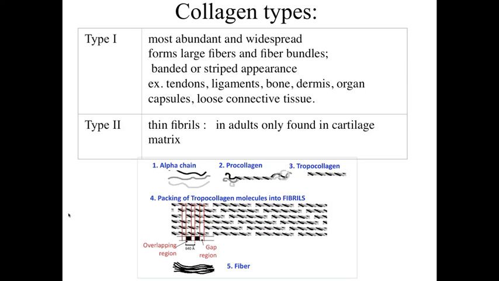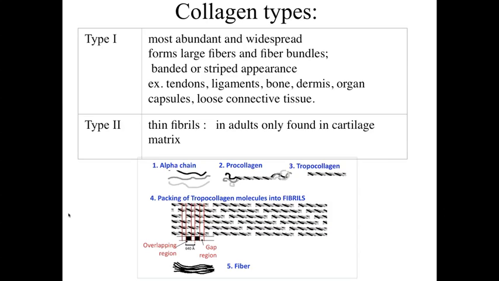Now, if we take a look at the collagens, there are actually five different types. Type 1 collagen is going to be the most abundant and most widespread. The diagram on the bottom portion of the slide shows type 1 collagen becoming organized. You've got the individual little chains coming together into the procollagen and the tropocollagen, but basically forming that triple helix that we talked about a couple slides ago.